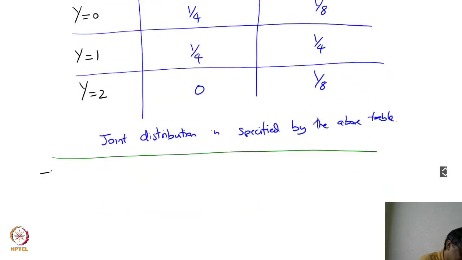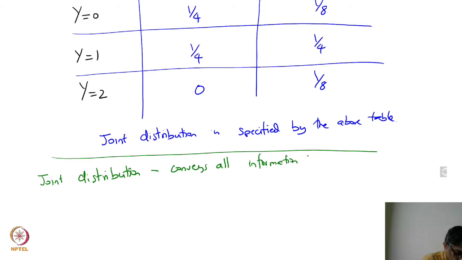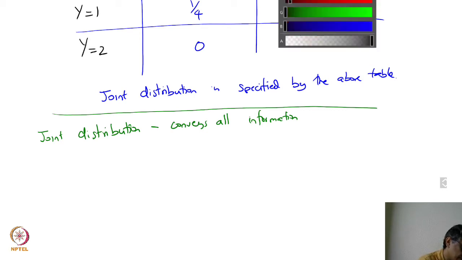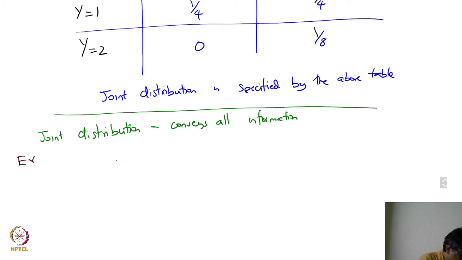So one observation, let me write it in green: the joint distribution conveys all information. That's one thing to understand. So one may do the following computation. Let's do the example again, continued.